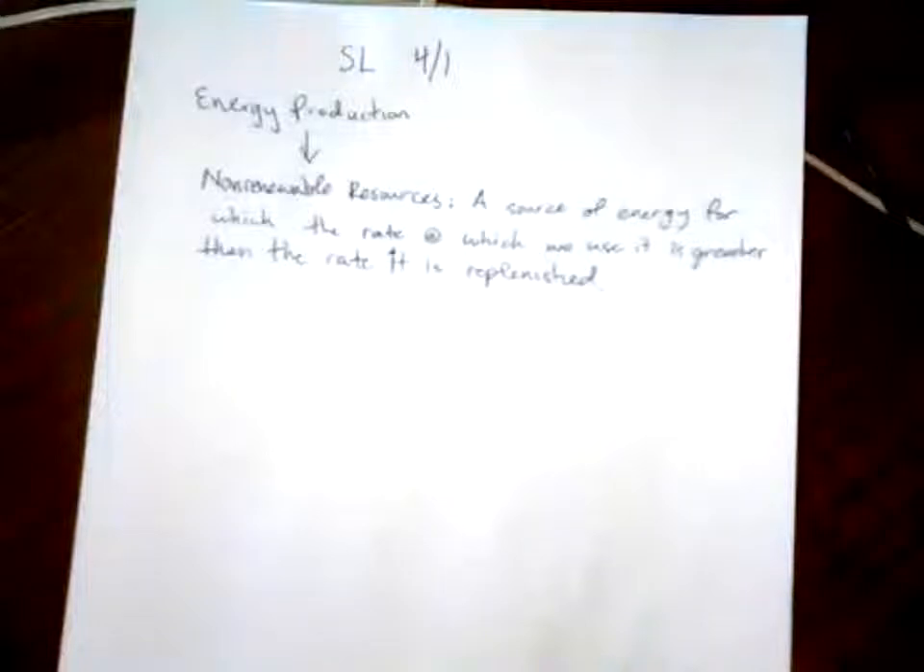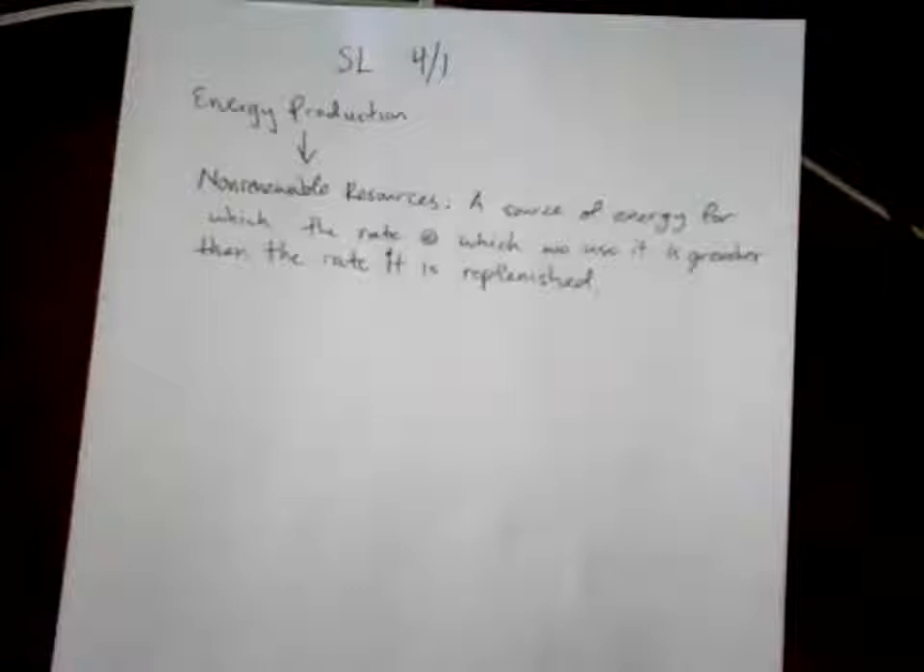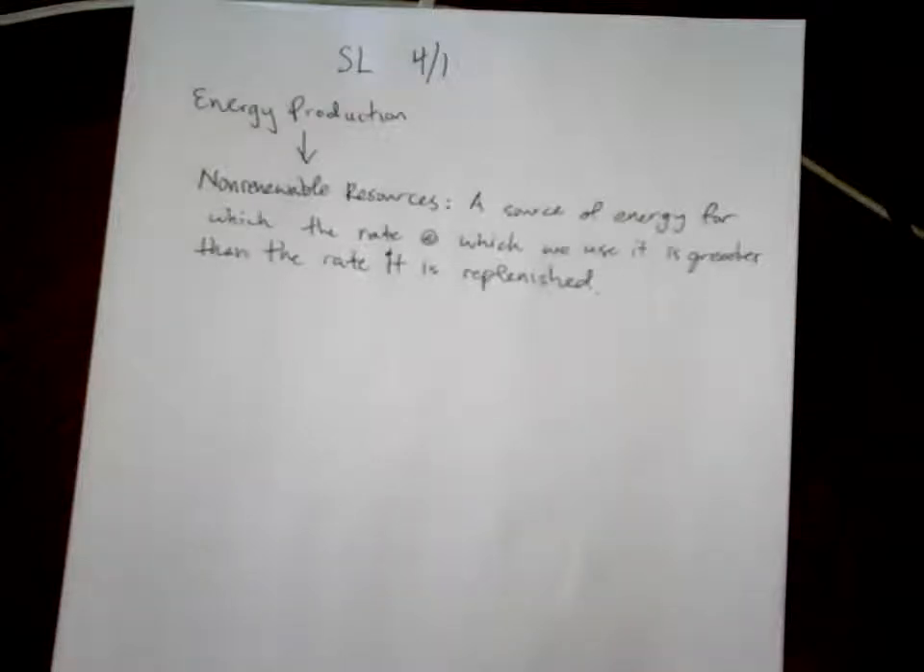So, for example, oil. Oil is being renewed. There are animals dying in bogs, and they're decomposing and turning into oil as we speak. It's a very long process, a very slow process. The rate at which we're consuming oil is much greater than the rate at which it's produced. So that means that eventually we're going to run out.